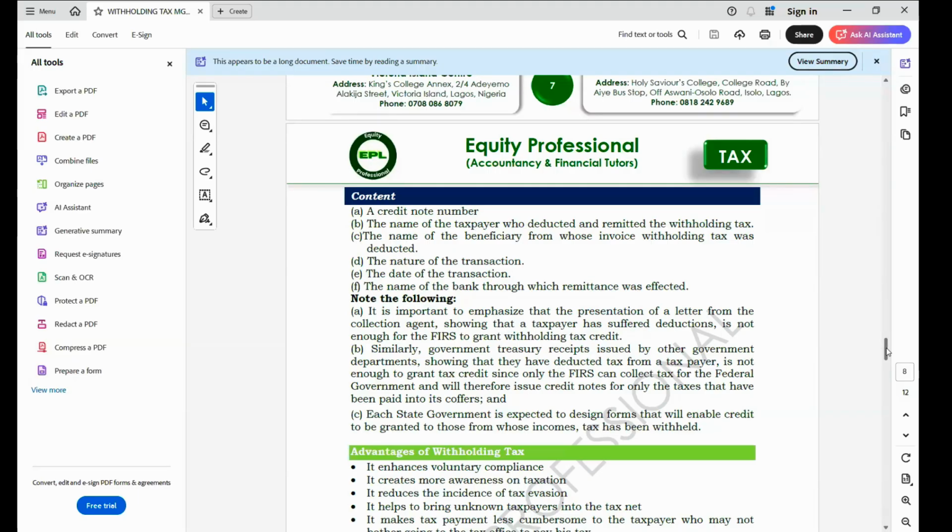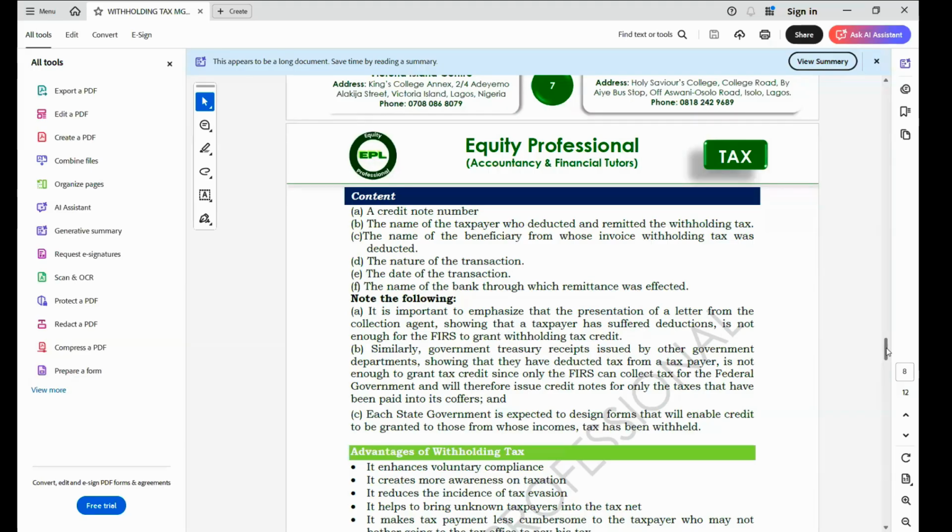So the credit note will show the amount of the withholding tax that you paid. What is the amount of the withholding tax that they deducted that you have credit upon? All those information will be part of the withholding tax credit note. So the examiner may also ask you. Most times the examiner usually asks for the content of either the payment schedule or the withholding tax credit note.